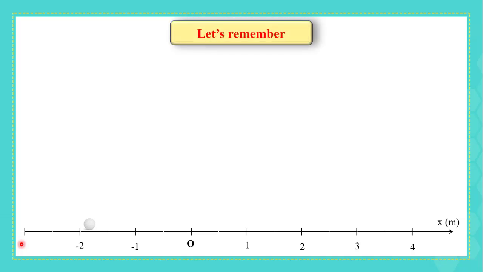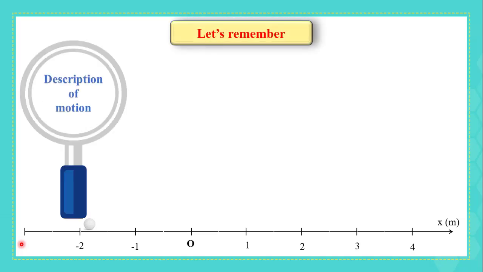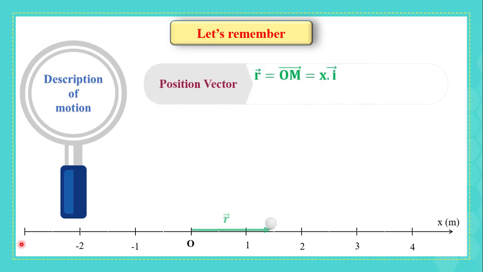In the previous chapter, Description of Motion, we have learned to describe the rectilinear motion of an object along the x-axis using the position vector, r vector, which is equal to OM vector, which is equal to x i vector, where the norm of OM vector is equal to the distance covered between the points O and M.